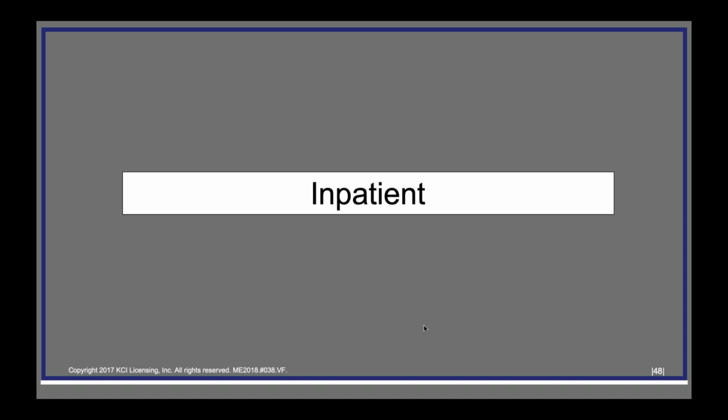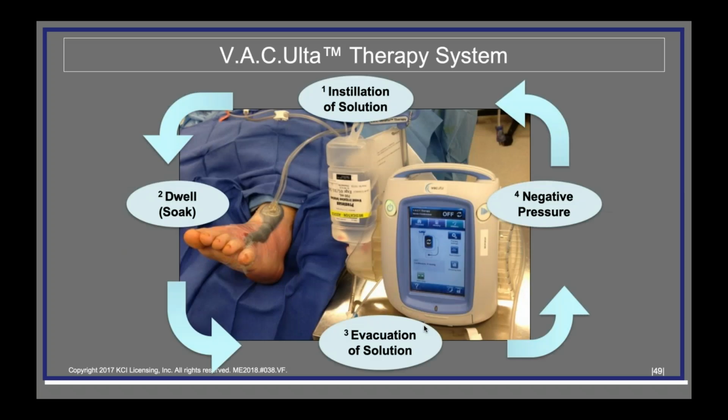Let's switch gears now. Let's go into inpatient. Let's assume this chronic ulcer decompensates and gets infected. Now the patient's in the inpatient or admitted side. And I think this is where this device can be very helpful. This is negative pressure with instillation.